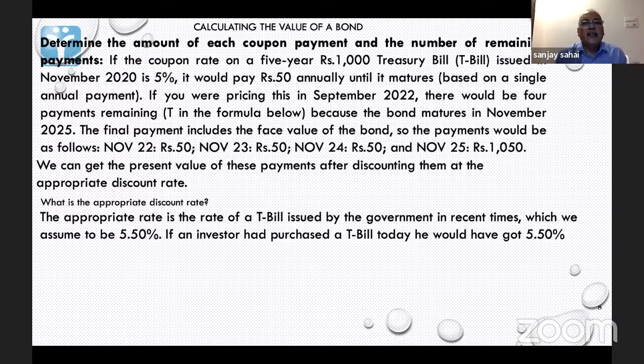Now the question is, if I am going to buy this bond in September 22 from someone who had bought it in November 20 and now wants to sell it, that can happen, right? Someone bought in November 20, and by September 22 he wants his money back, he wants to sell.